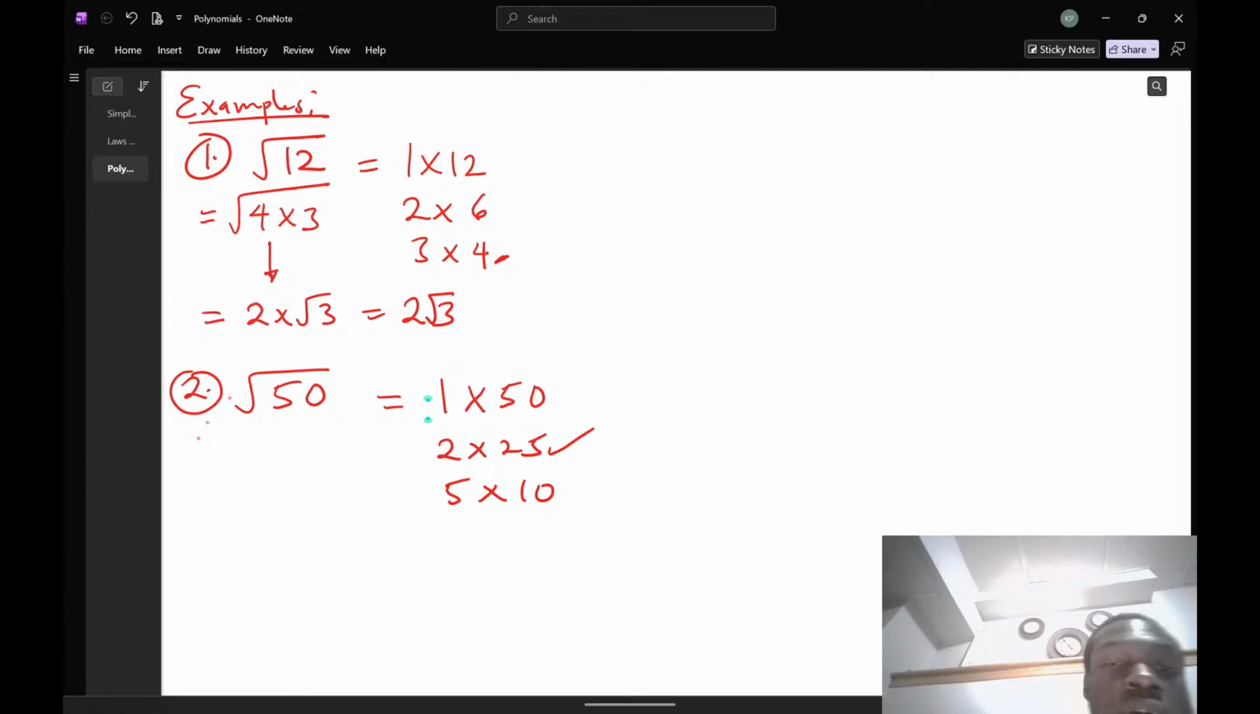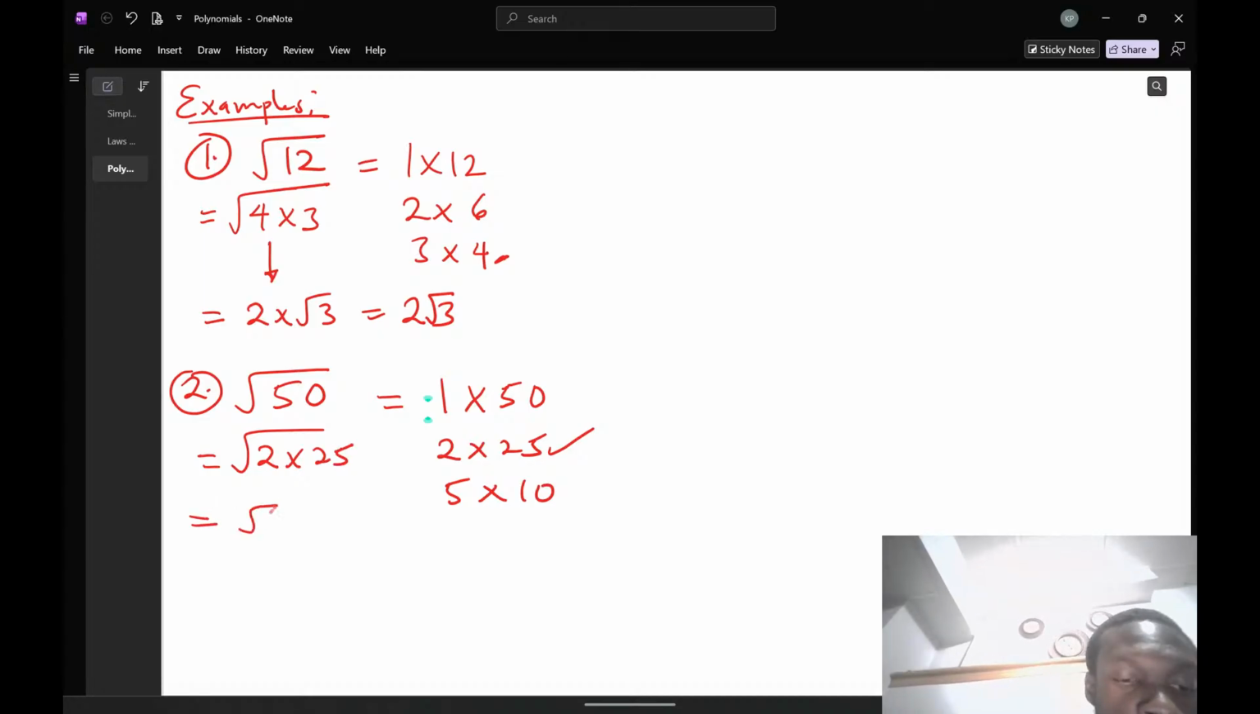So in this case, we are going to pick 2 times 25. So it will be root 2 times 25. And the square root of 25 is 5, right? So that will be root 2 times 5. So in this case, the answer will be 5 root 2.